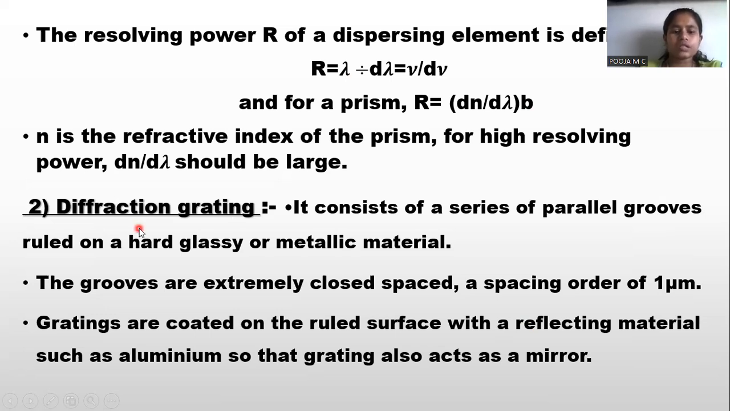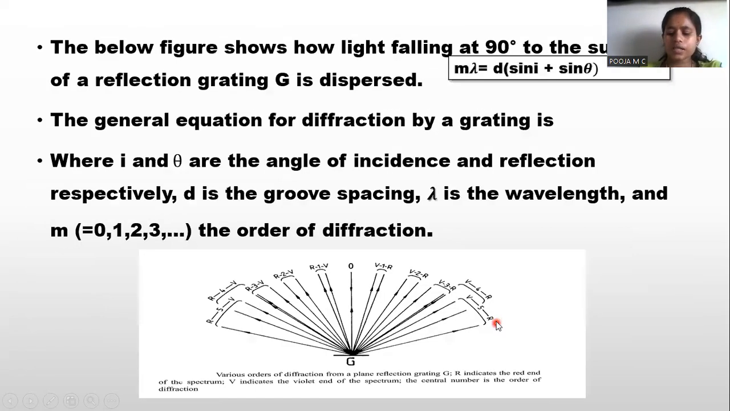Next, the diffraction grating. It consists of a series of parallel grooves ruled on a hard glassy or metallic material. The grooves are extremely closely spaced, with a spacing of the order of 1 micrometer. Gratings are coated on the ruled surface with a reflecting material, such as aluminium, so that the grating also acts as a mirror.